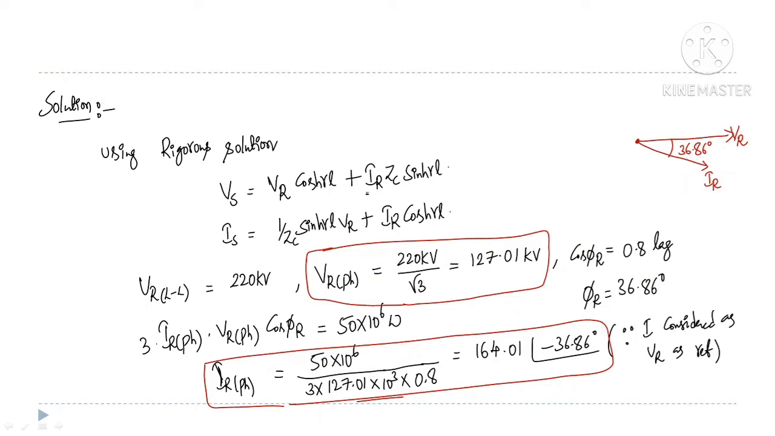What is another basic thing? Apart from sinh γL and cosh γL, the basic things which can be taken from the given data are VR, IR and ZC also. What is ZC? ZC is characteristic impedance. Is it right? So ZC is equal to the characteristic impedance of the transmission line. Now, what is its value?